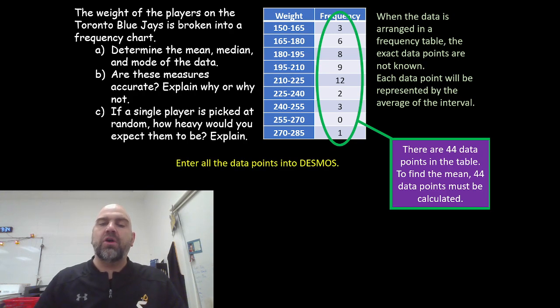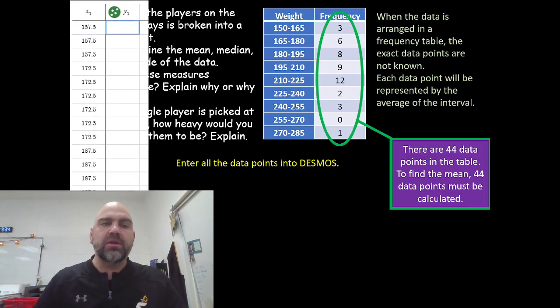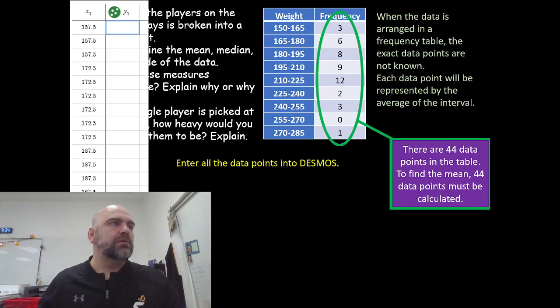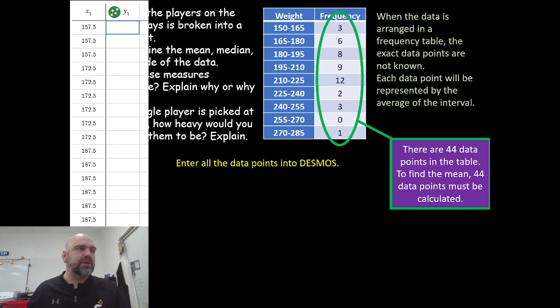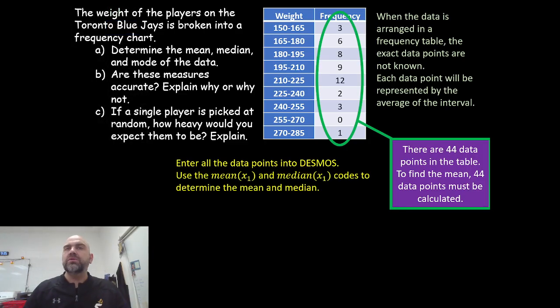First thing we're going to do is enter all the data points into DESMOS. Here is a small sampling of the ones that I have put in. And it looks like my little camera here is going to get in the way. Let's make that a bit smaller. So there are all the data points, or at least some of them. I didn't even get all of them on there, but you'll notice that there are 3 at 157.5, and then there are 6 at 172.5, and then there are 8 at 187.5, and so on and so forth. So I've put all of those data points in and made sure to show them as clearly as possible.